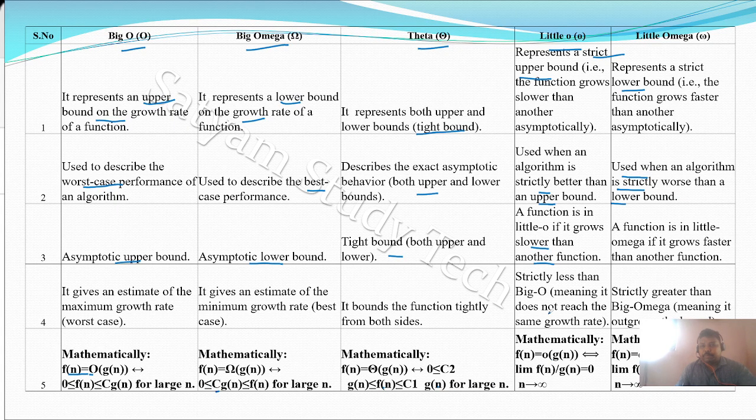So the mathematical representation for little o and little omega: if the limit as n tends to infinity of f of n by g of n is equal to 0, then you can represent it as little o notation, f of n is little o of g of n. If the limit as n tends to infinity of f of n by g of n is equal to infinity, then you can say that f of n equals little omega of g of n. So these are the major differences between each and every asymptotic notation.